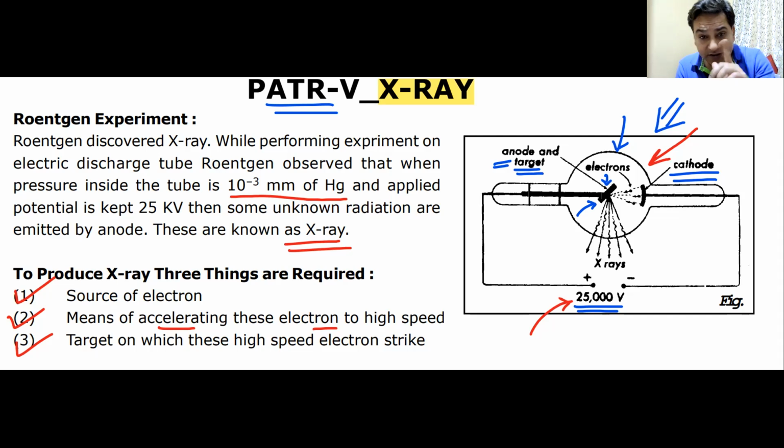This was what Roentgen did. And from the Roentgen experiment, we understand we need 3 things. One is a source of electrons. Number 2 is a means of accelerating these electrons so that they move at high speeds. The third thing is somewhere where they can hit, so that X-rays are released. Have you done this? Yes or no?